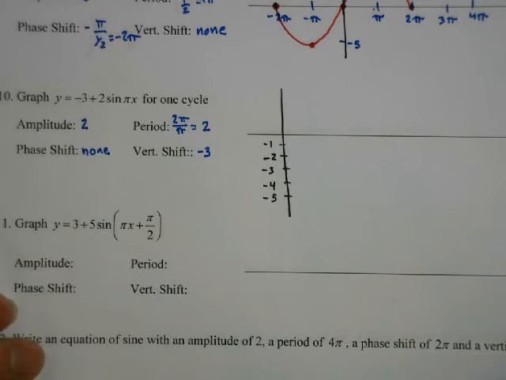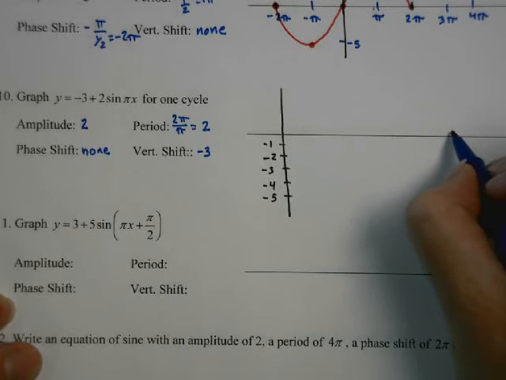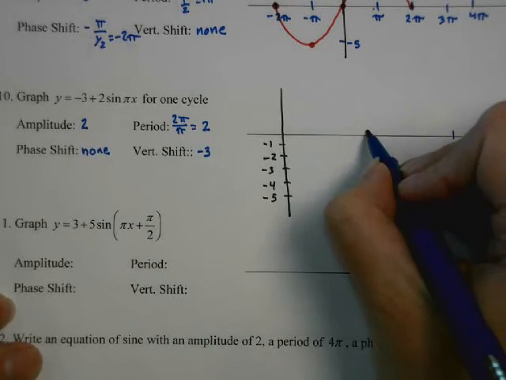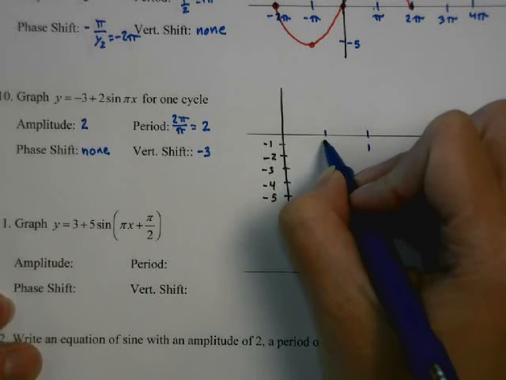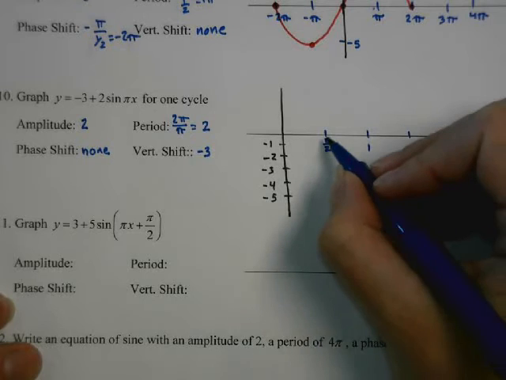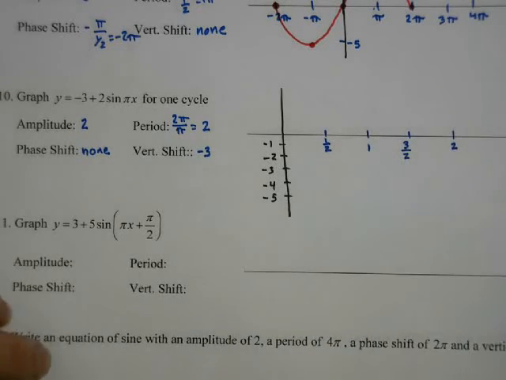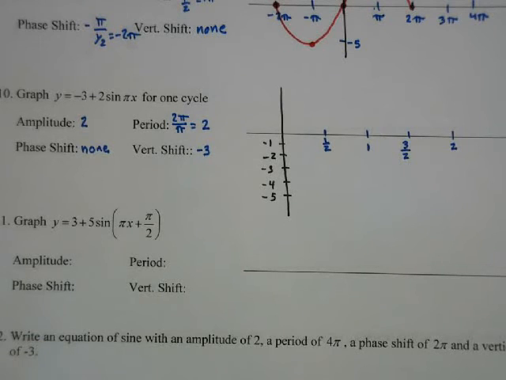Here, our period is going to be 2. So I'm going to go out here to 2, cut that in half to 1, cut that in half to 1/2, cut that in half. So 1, 2 halves, 3 halves. Now, how am I going to graph this with a vertical shift? Because the whole thing is now going to oscillate at negative 3.